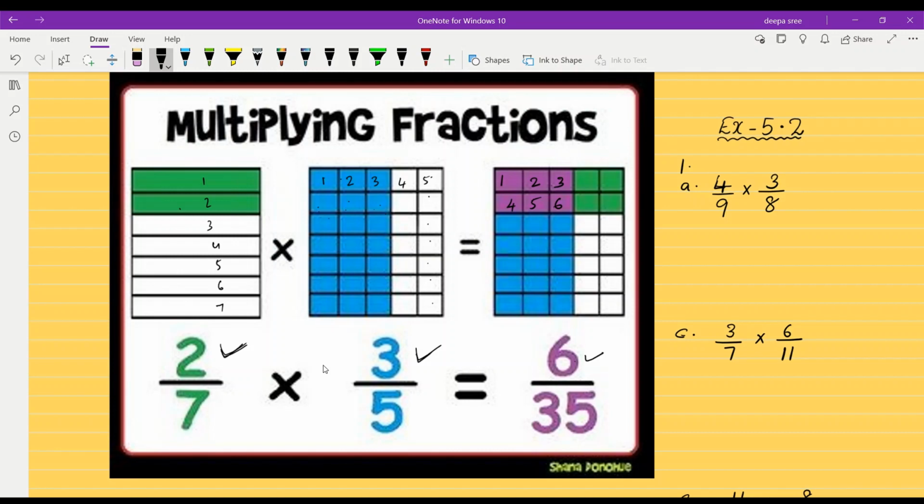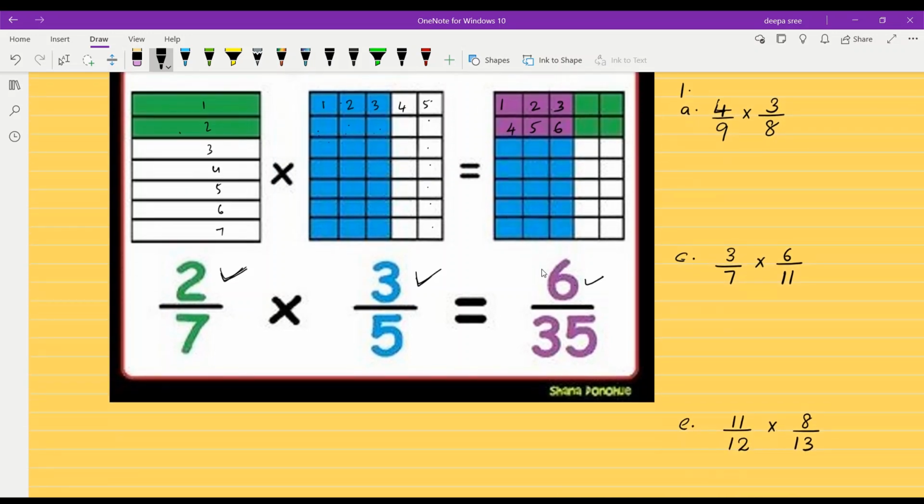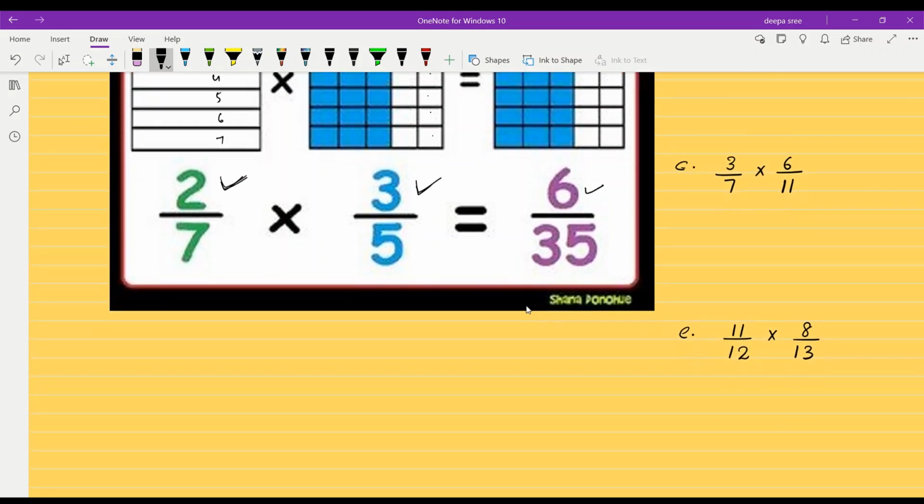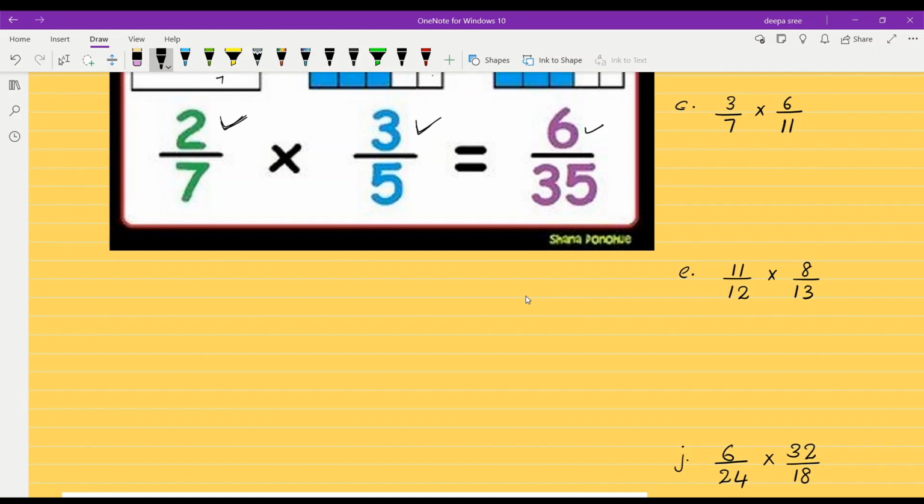So when you are multiplying 2 by 7 and 3 by 5, what will be the resulting fraction? How can we find out the resulting fraction by using figures? So here the 6 by 35 figure is given. I will show you how to get that 6 by 35. Once more I will explain down here.